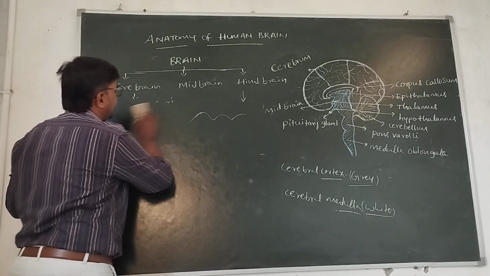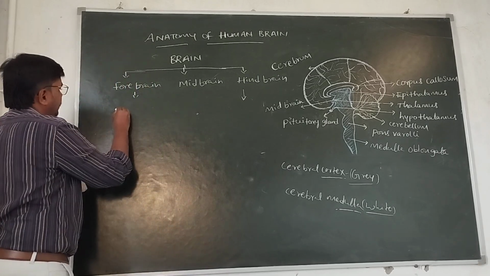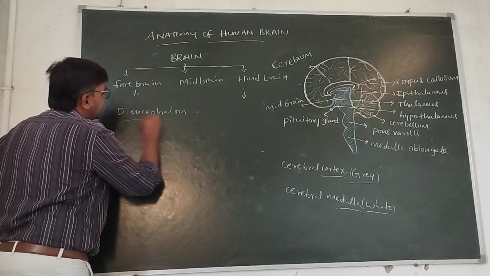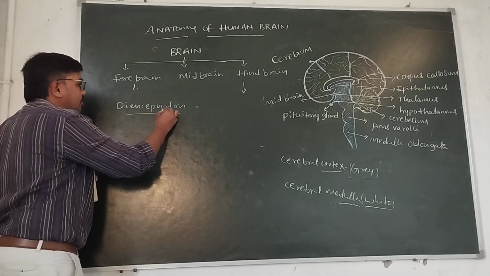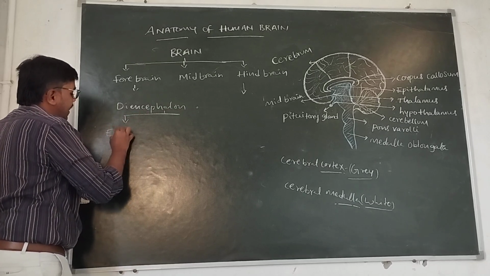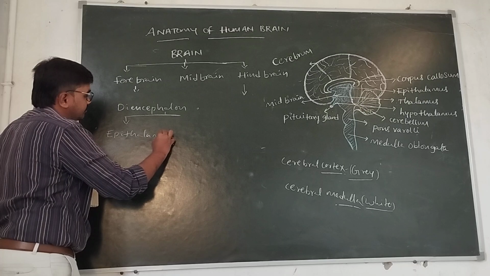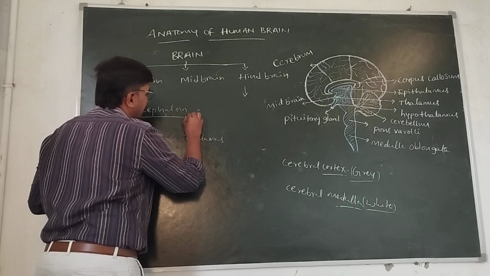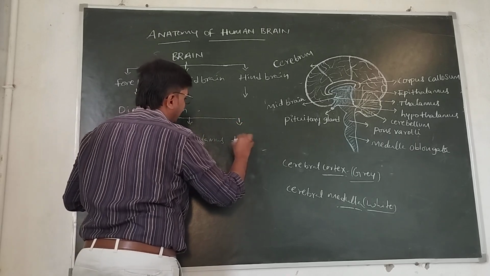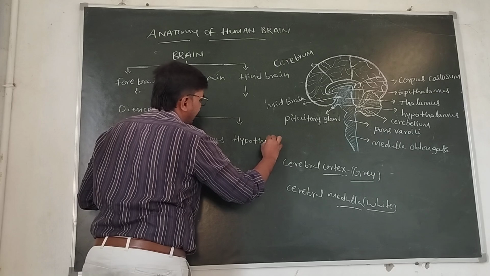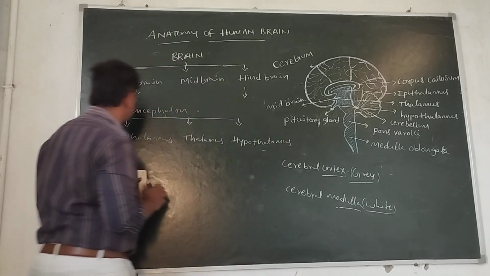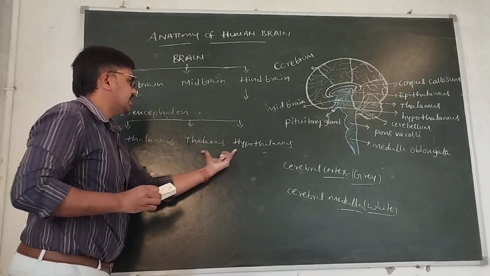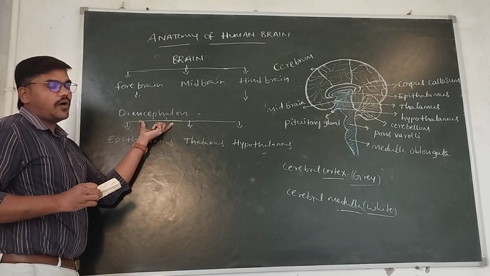Next, the third one is the diencephalon. This diencephalon is divided into three parts: epithalamus, thalamus, and hypothalamus. These are the parts of the diencephalon.